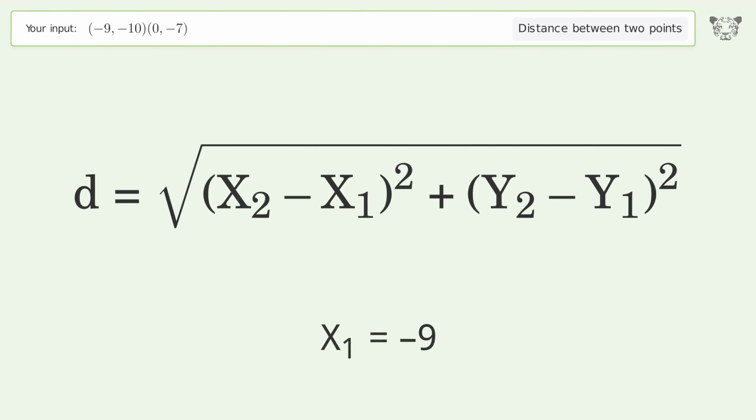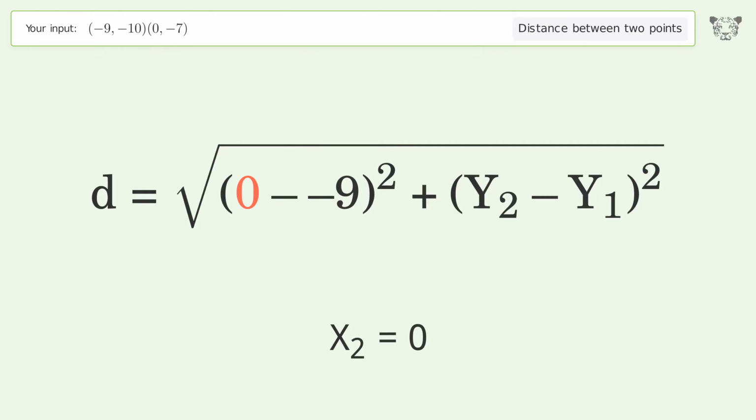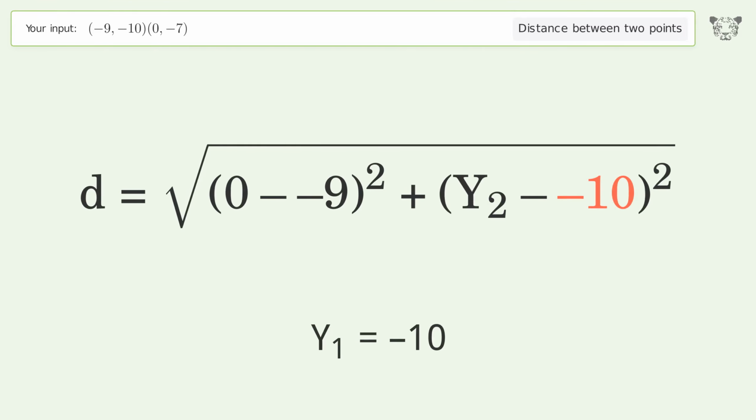x1 equals -9. x2 equals 0. y1 equals -10. y2 equals -7.